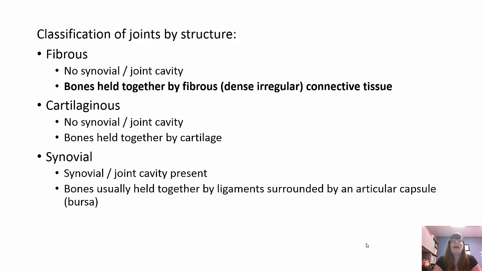And then synovial joints have that synovial or joint cavity, and the bones are usually held together by ligaments surrounded by that articular capsule. Oftentimes they also have something called bursa, which we're going to talk about later on, but for now, bursa are little sacs that also kind of help reduce friction and make them so movable.